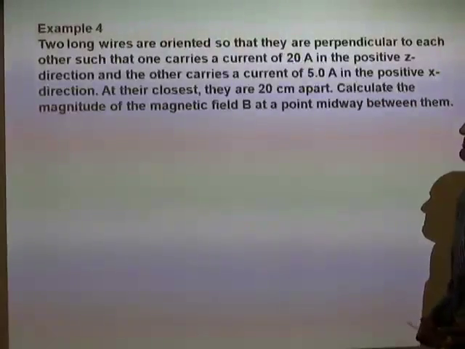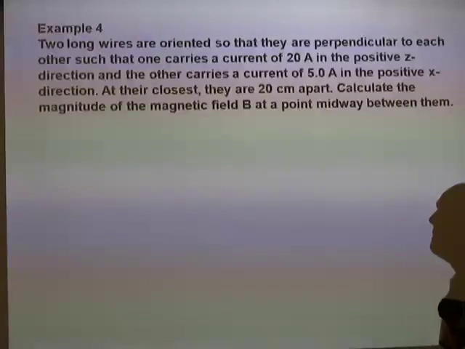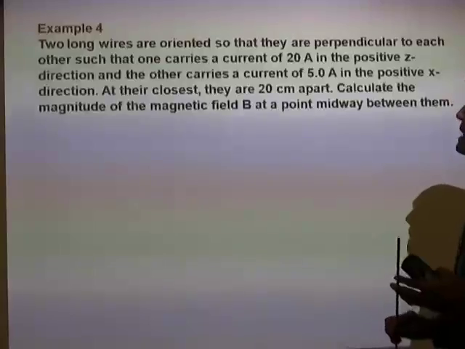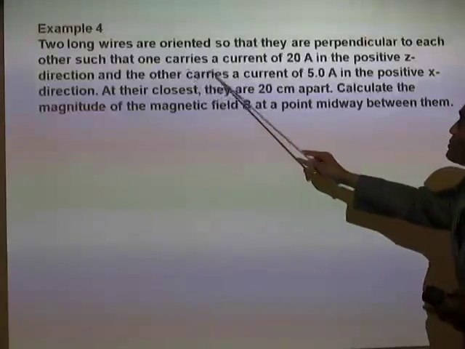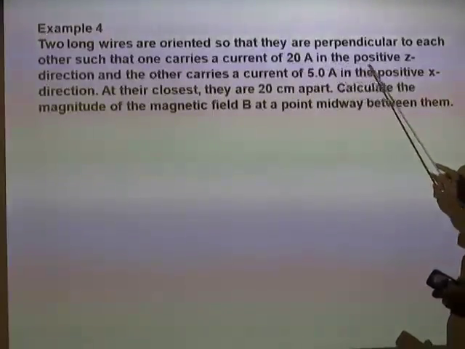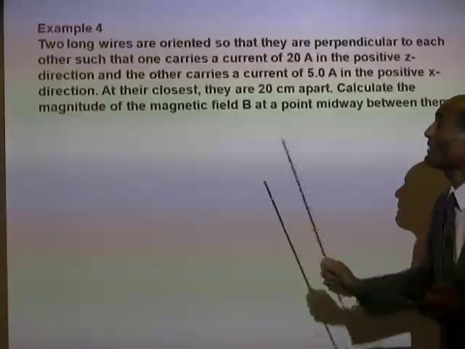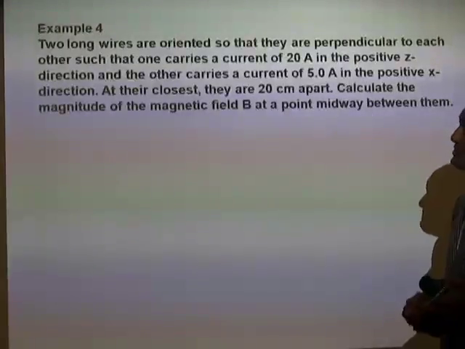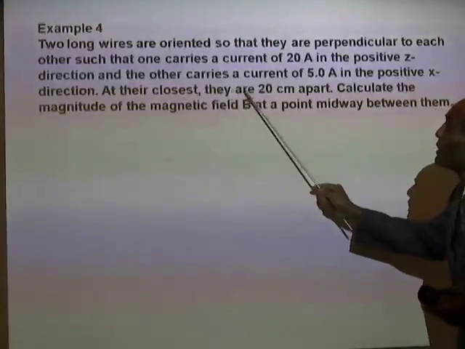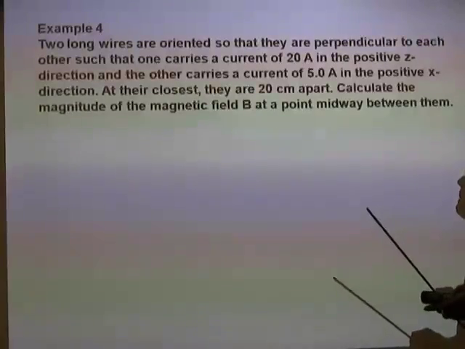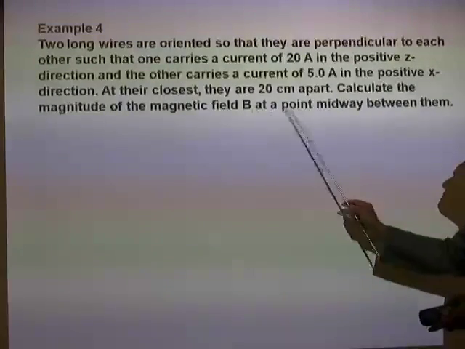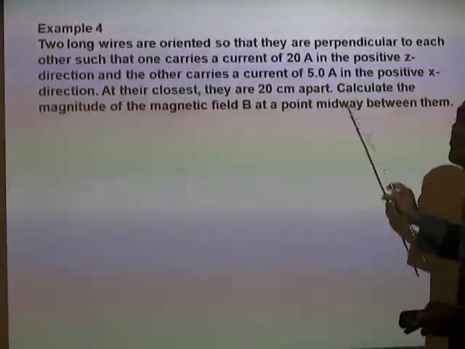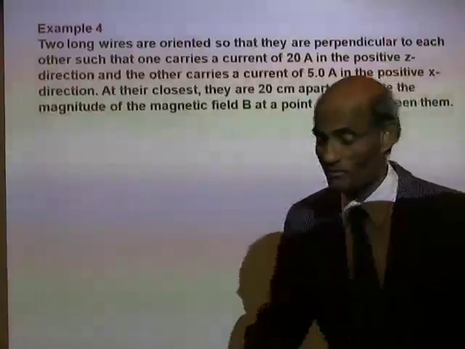Let's do a small problem. Two long wires are oriented so that they are perpendicular to each other. One carries a current of 20 ampere in the positive z direction, and the other carries a current of 5 ampere in the positive x direction. At their closest, they are 20 centimeters apart.